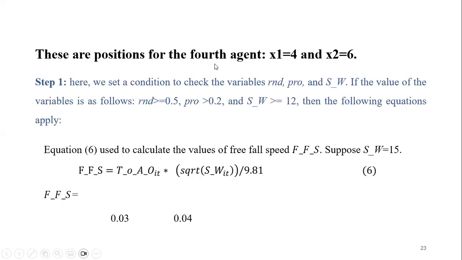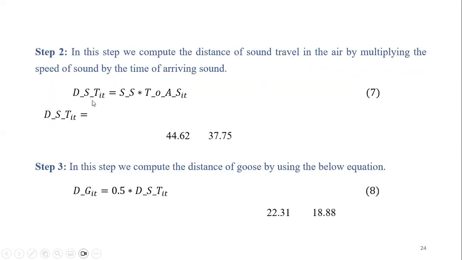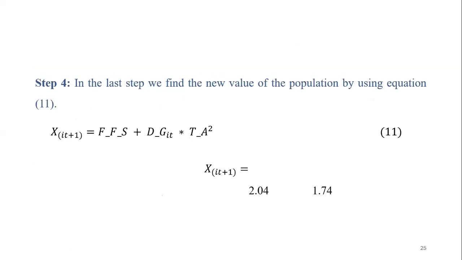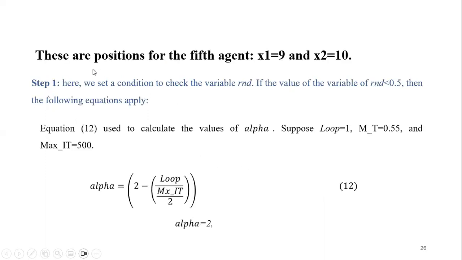Then we will do it for the fourth agent, similarly with these conditions, with equation 6, we found it. Then we find the distance the sound travels in the air. That's how we found it, and then this is the distance of the fourth agent from the main leader. Now, this is how we update the value, again using equation 11. That's how it's done.